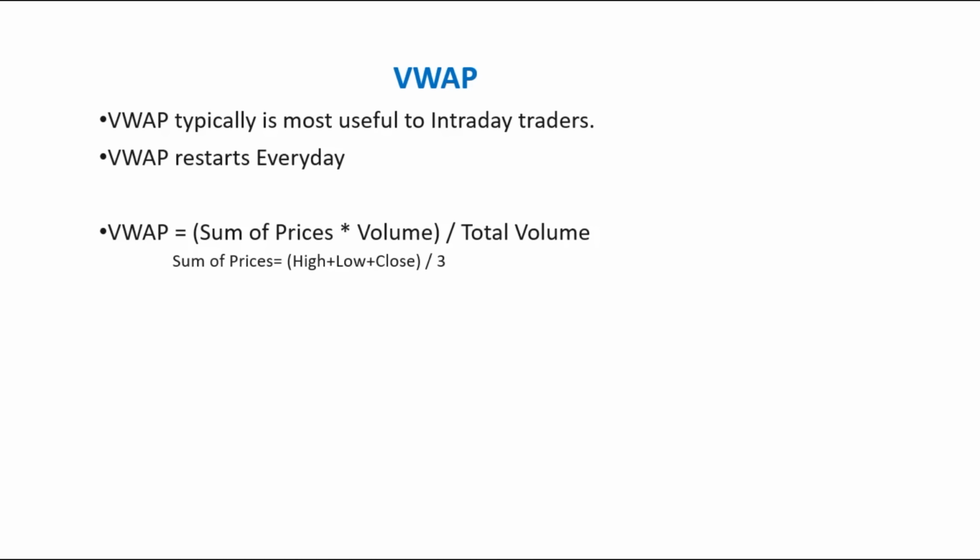VWAP restarts every day. The calculation for getting the VWAP is equal to the sum of price multiplied by volume, divided by the total volume. Now, how do we get the price? The price is equal to high plus low plus close of the candle divided by 3. This is the default calculation we can see in the VWAP indicator. But if you want to change the settings, you can always change the settings according to your strategy which we are using. But here we are going to use the default settings.